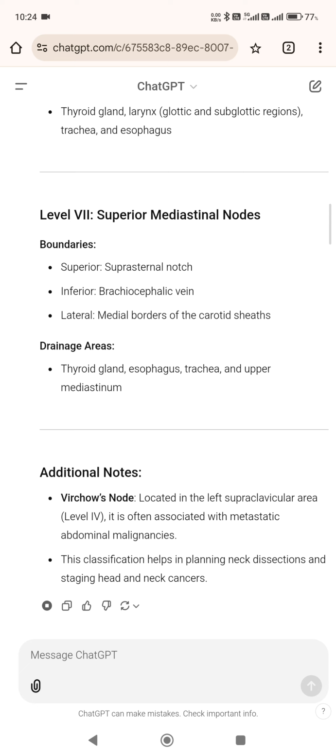Additional notes. Virchow's node, located in the left supraclavicular area, level 4, is often associated with metastatic abdominal malignancies. This classification helps in planning neck dissections and staging head and neck cancers.